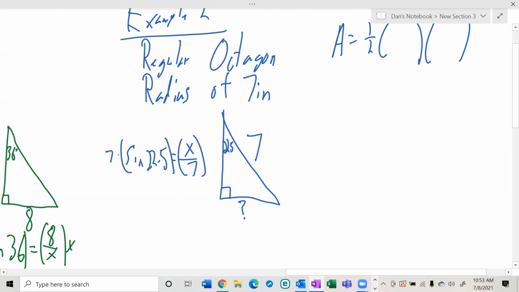Multiple people get that rounded to the nearest tenth. What do we get? 2.7. Everyone agree? So this is 2.7. If half a side is 2.7, what's the perimeter of the octagon?